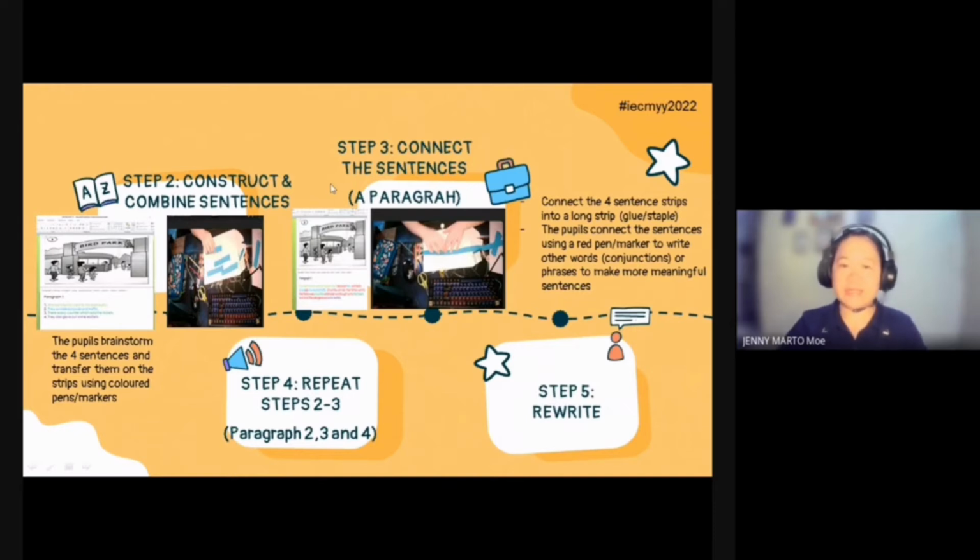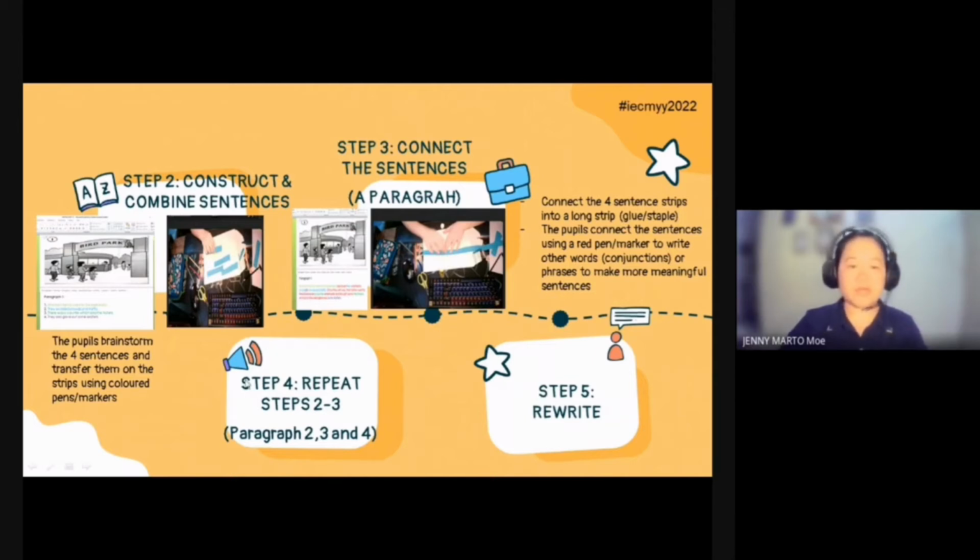Then, after that, in step 3, they need to connect the sentences into one paragraph. Okay, they will connect the strips, the 4 sentences just now, into a long strip using glue or staple. After that, the pupils connect the sentences using a red pen or marker to write other words. Here, the ones in red are additions to their sentences using conjunctions or other phrases to make more meaningful sentences.